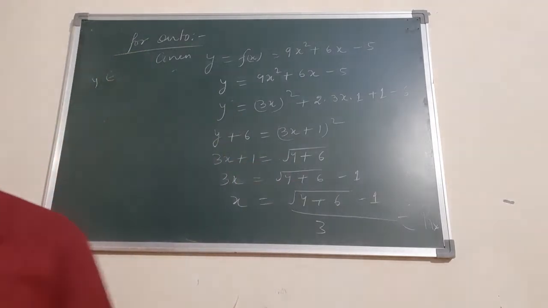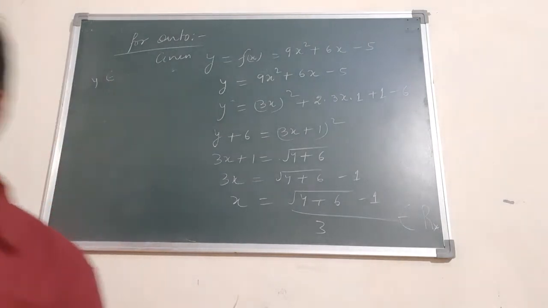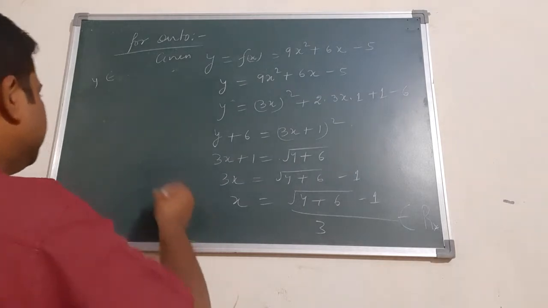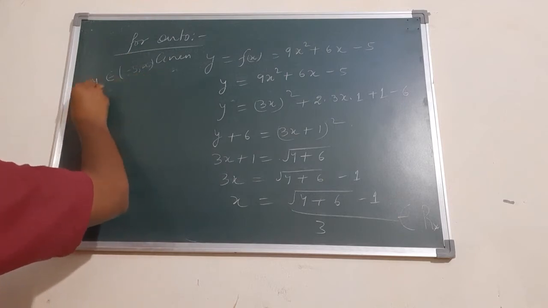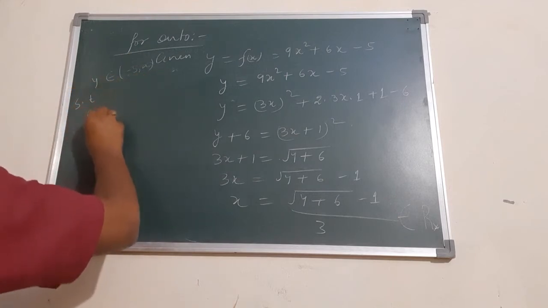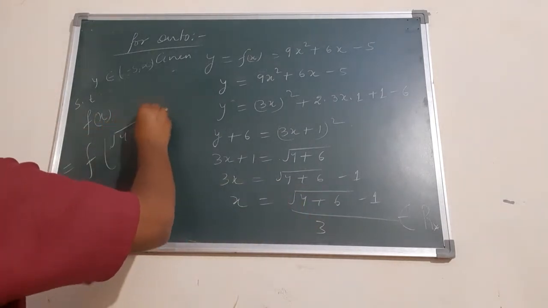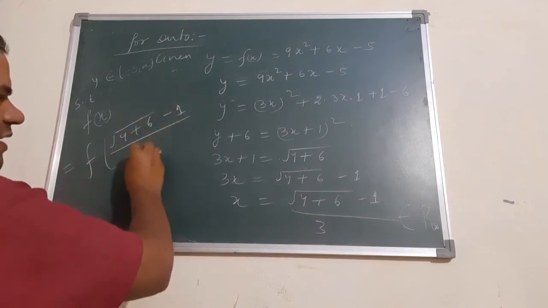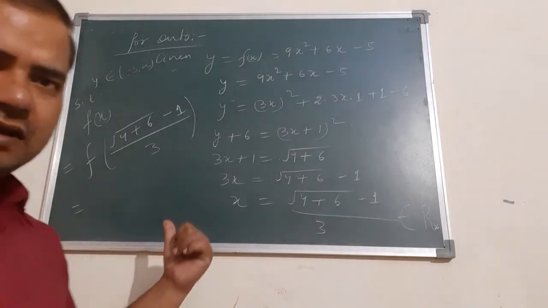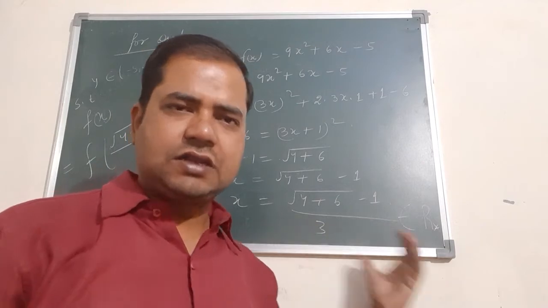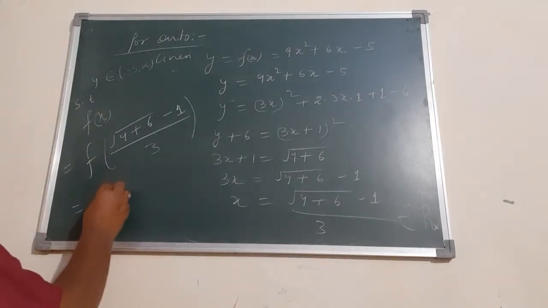So y belongs to Y, that means the second set. What is the second set actually? Second set is minus 5 to infinity. Okay. Y belongs to Y such that f(x), x is what? This is root of y plus 6 minus 1 divided by 3. This is f(x), and if you solve it, earlier I have already solved in the last question by the previous method. So if you solve it, you will get, this is y.